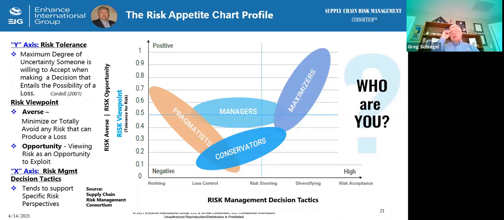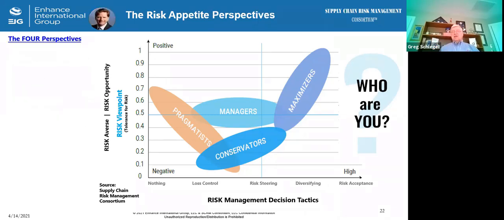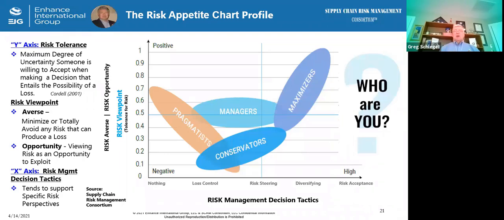Before Jim gets into a little more detail, we'd like to give you the grounding of the risk appetite chart profile. So I'll describe the X and the Y axes, and then Jim will go in and do a detailed discussion about the perspectives and the tactics.